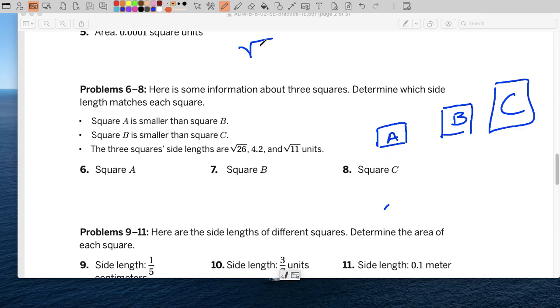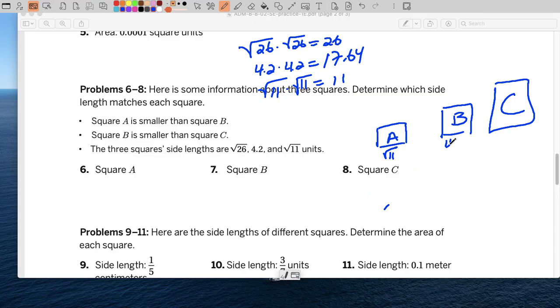If the side length of one square is square root 26, and if we multiply it out, that means the area is 26. The other one is 4.2, so 4.2 squared is going to give me 17.64. And the other square has length square root of 11, so if I multiply square root of 11 times square root of 11, I get 11. So the order: square root of 11 is the smallest, the middle one measures 4.2, and the large one measures square root of 26.